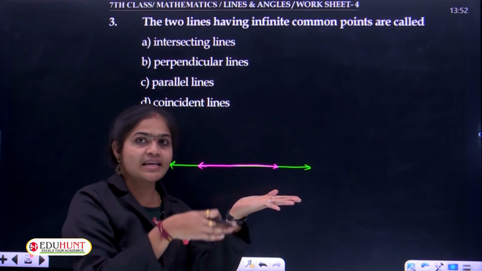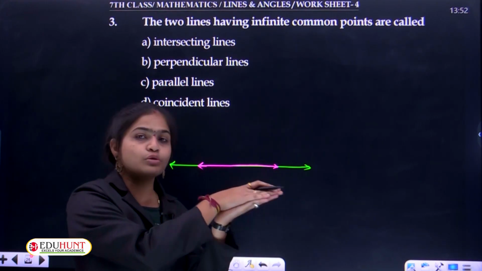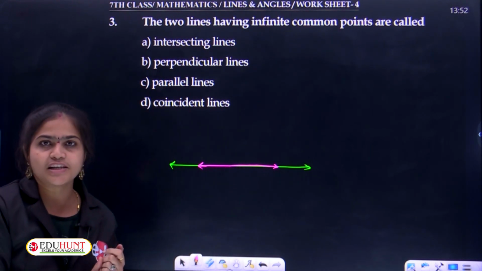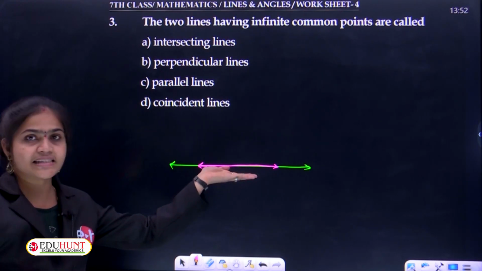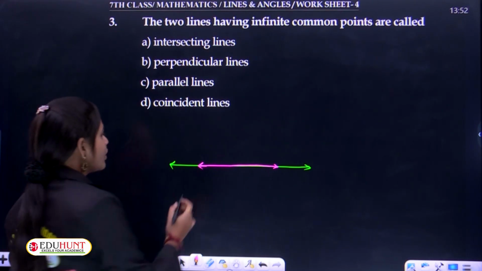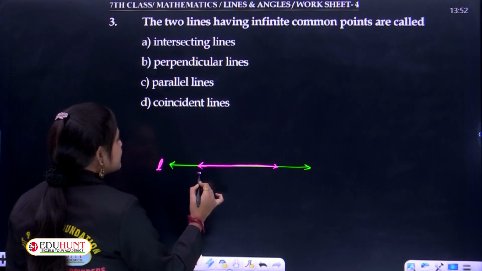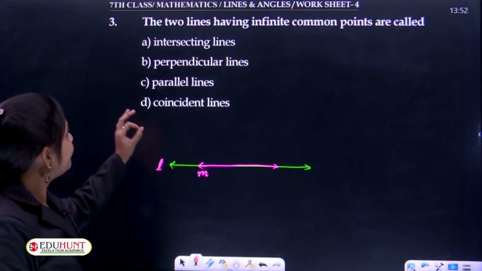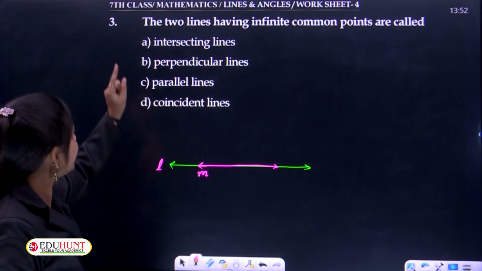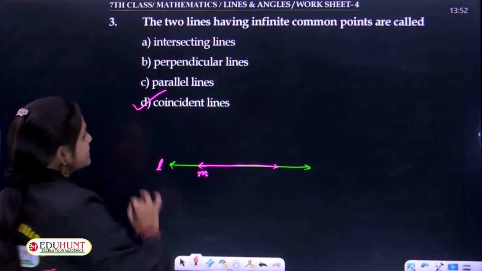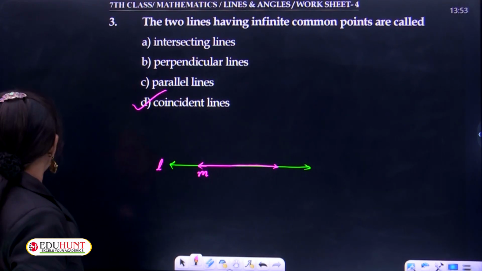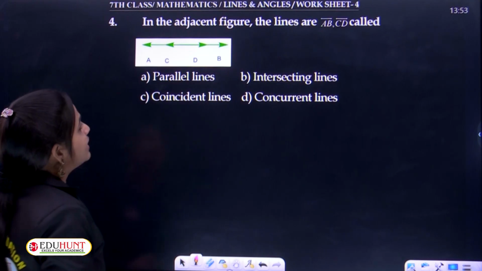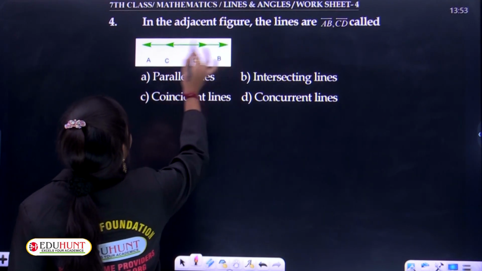Here some points are there on this line and some points are there on the other. When those two are overlapped, those points become common points. Understood? Then these two lines are coincident lines. This is line L and this is line M. We can say that when infinitely many common points are there, those two are coincident lines. Next, fourth one says that in the adjacent figure, the lines are AB and CD.